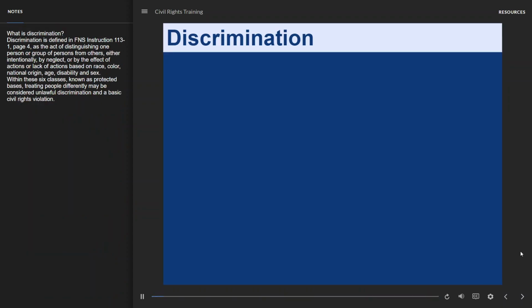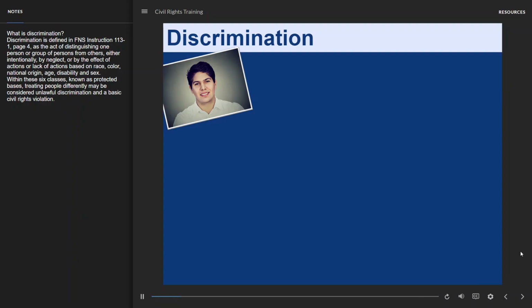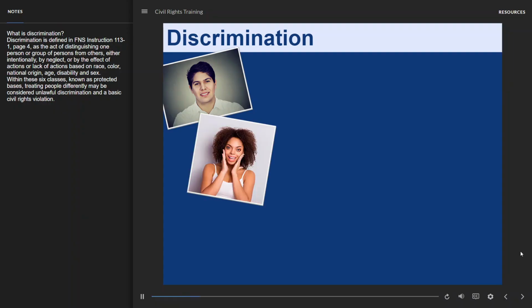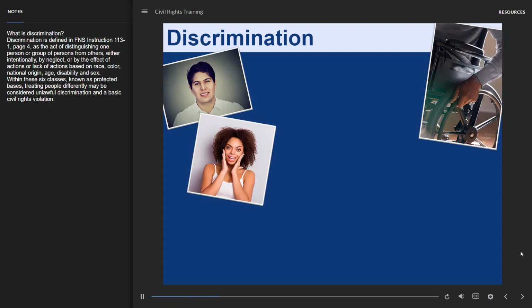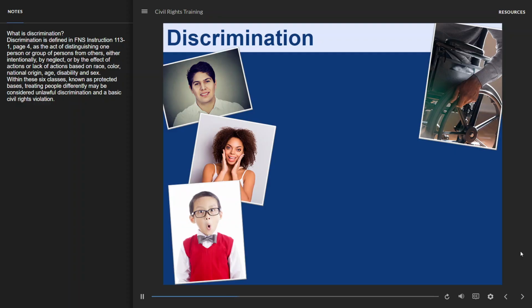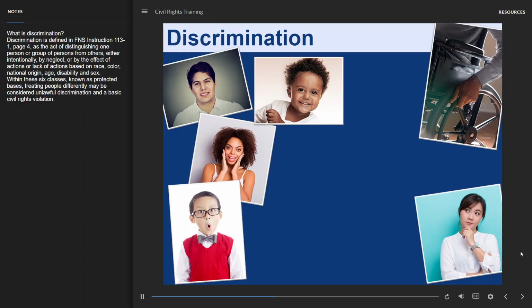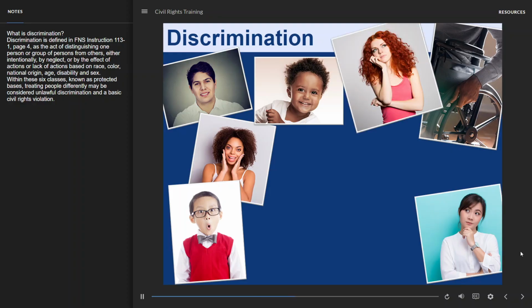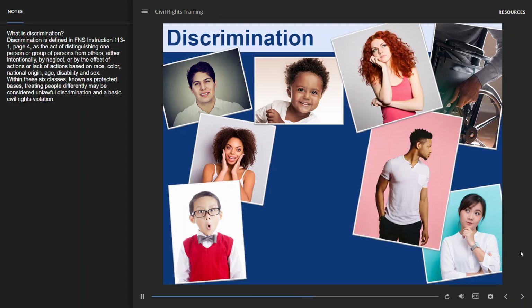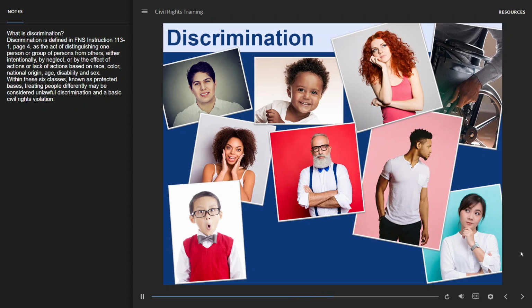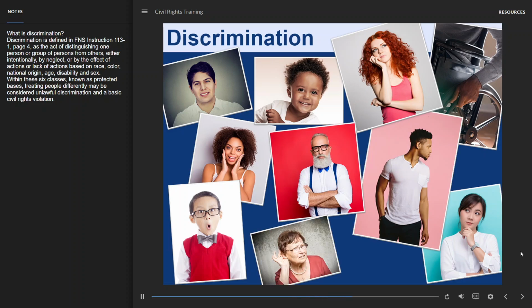What is discrimination? Discrimination is defined in FNS Instruction 113-1, page 4, as the act of distinguishing one person or group of persons from others, either intentionally by neglect or by the effect of actions or lack of actions based on race, color, national origin, age, disability, and sex. Within these 6 classes, known as protected bases, treating people differently may be considered unlawful discrimination and a basic civil rights violation.